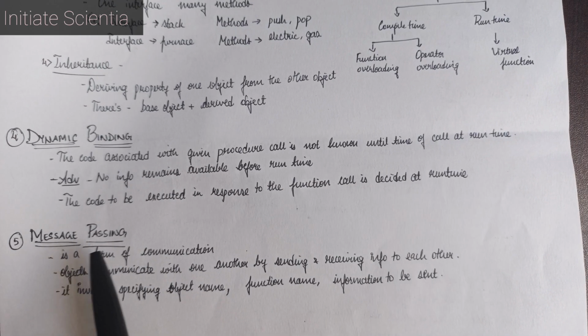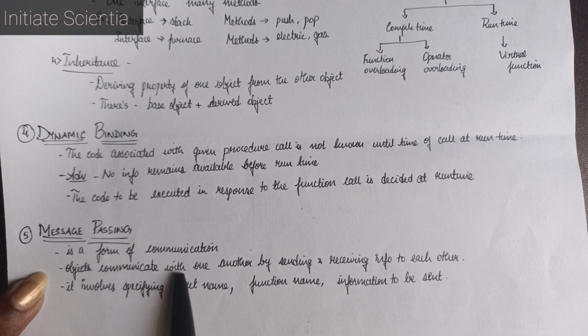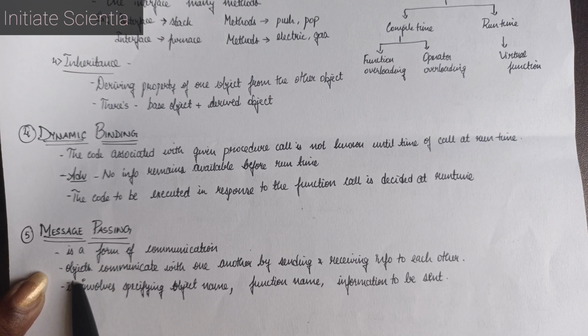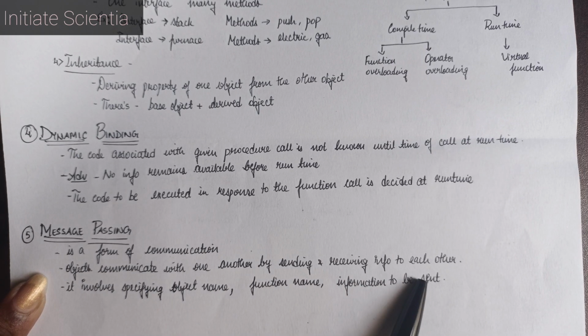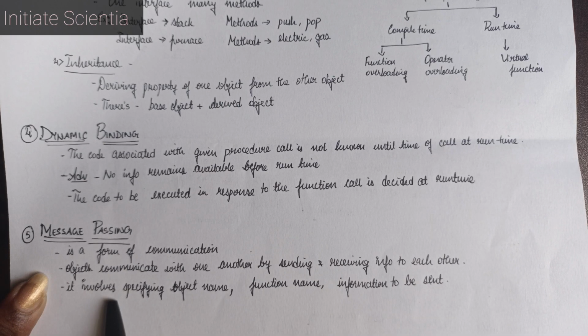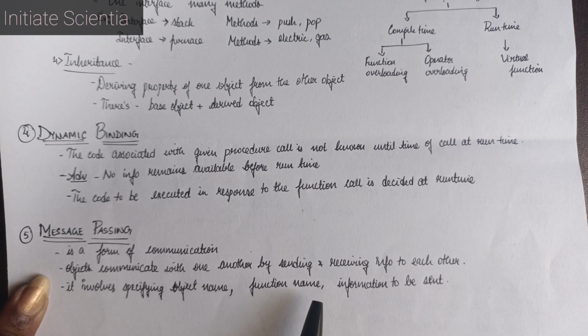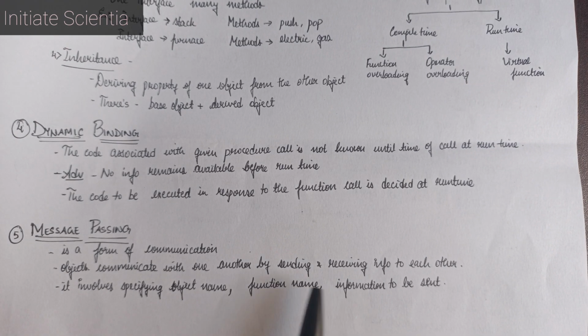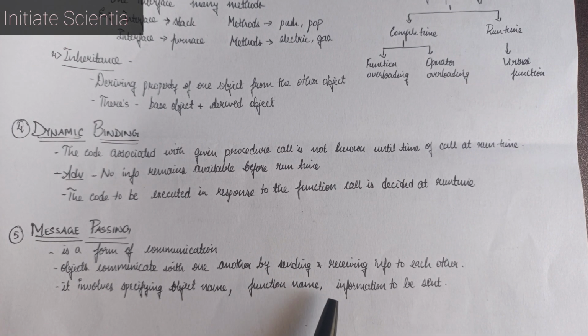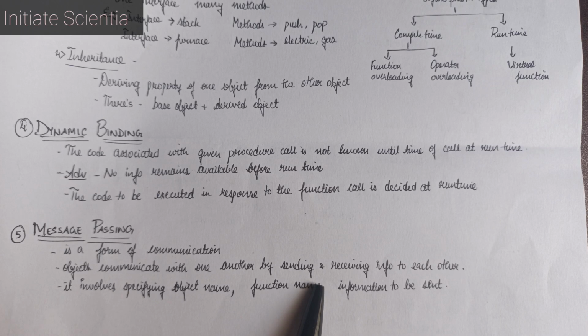Next, moving on to message passing. It is a form of communication. Objects communicate with one another by sending and receiving information to each other. It involves specifying object name, function name, and information to be sent. In the next video, let's see what a sample Java program looks like and let's discuss more about it.